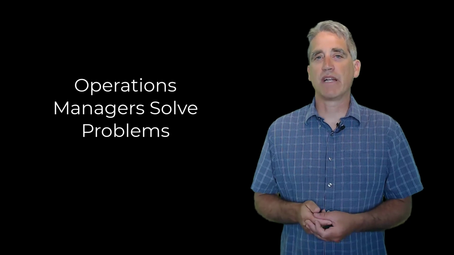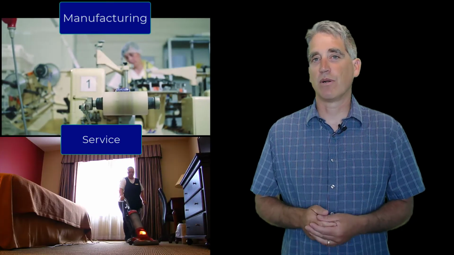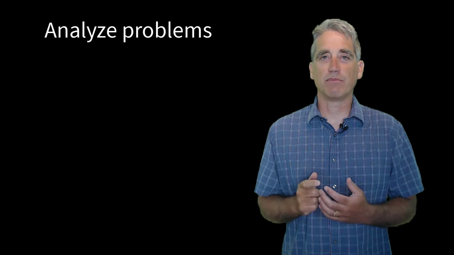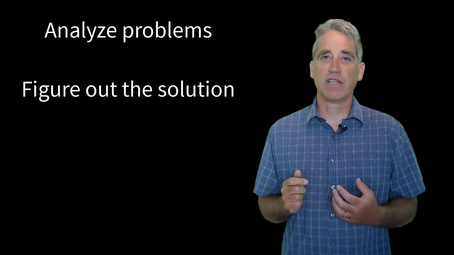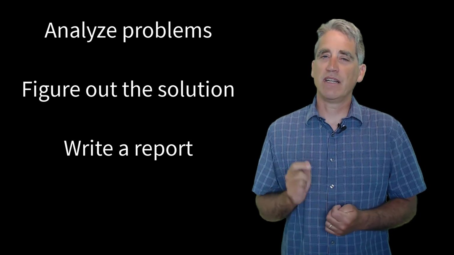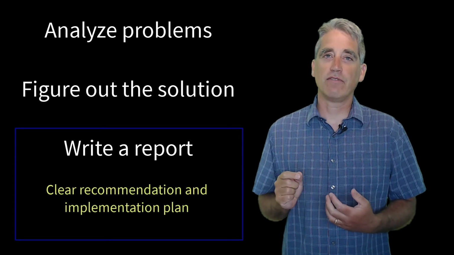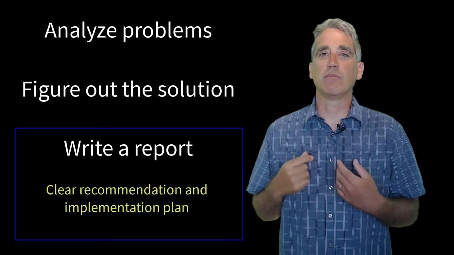Now, operations managers solve problems. These problems might be in a manufacturing process, or in a service, or in transporting products from one location to another. Basically, you're going to analyze problems, figure out what the solution is, and then write a report. In that report, you're going to make a clear recommendation as to how to solve that problem, and you're going to tell me how to implement that.